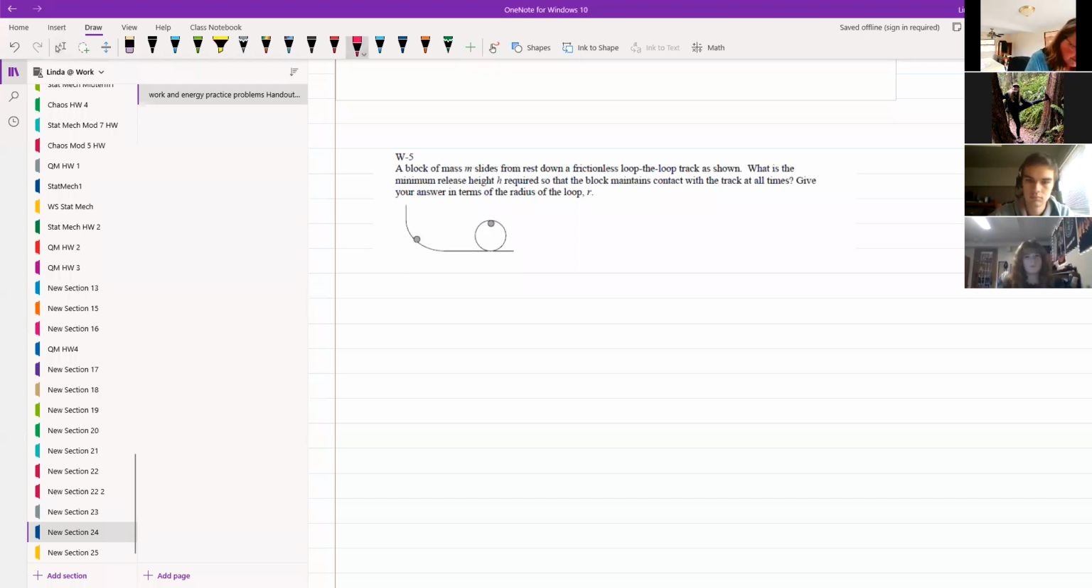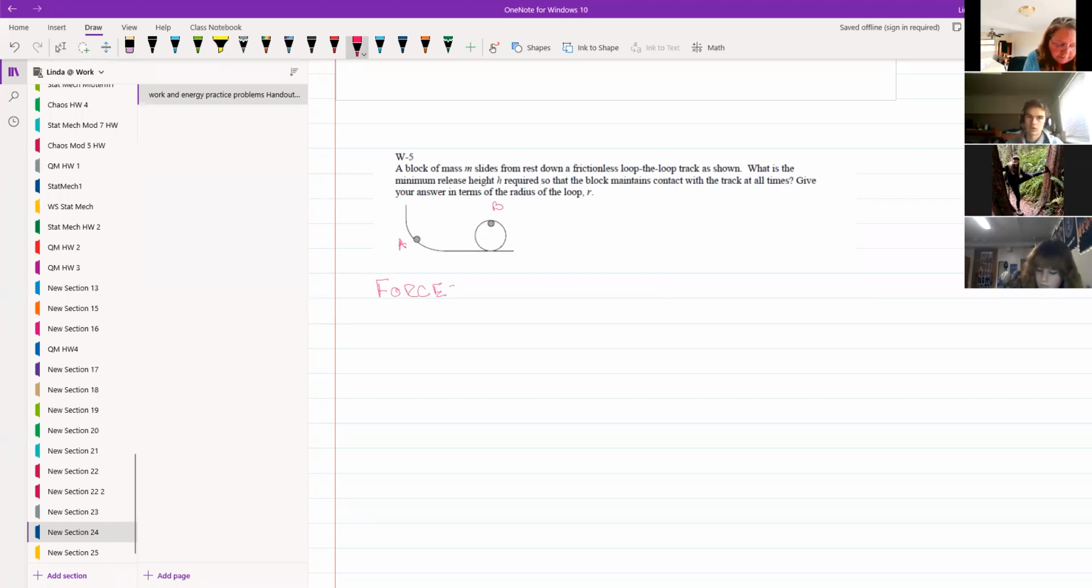So let's see, we called this point A and this point B. So let's start with our forces. What forces do we have going on at point A? Force of gravity and normal force.